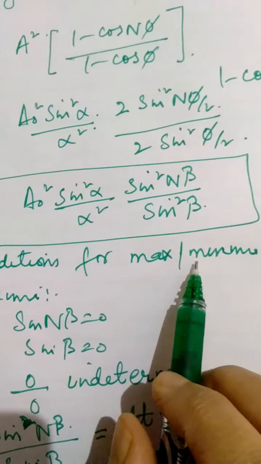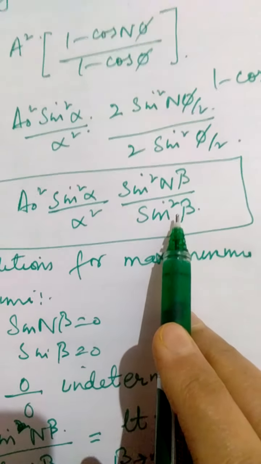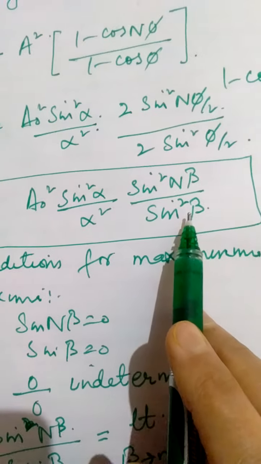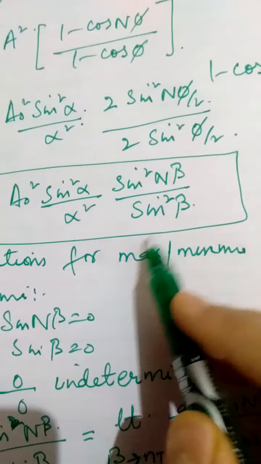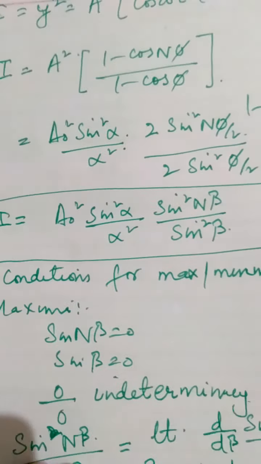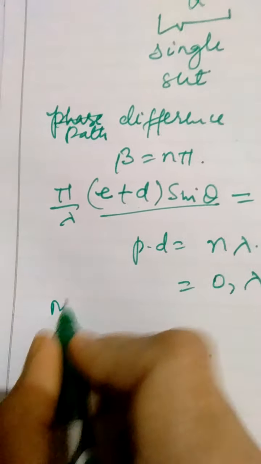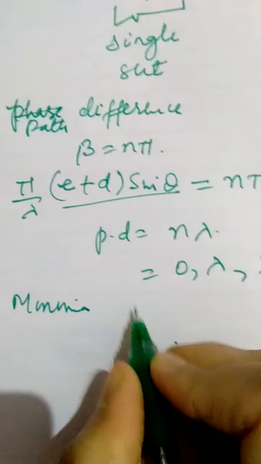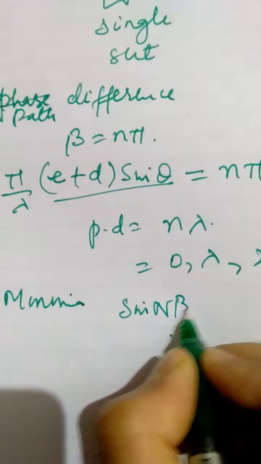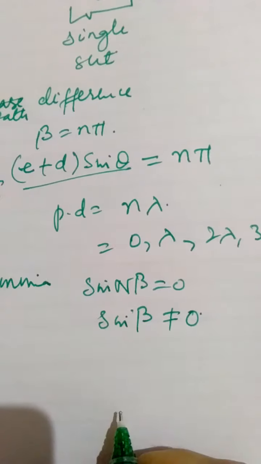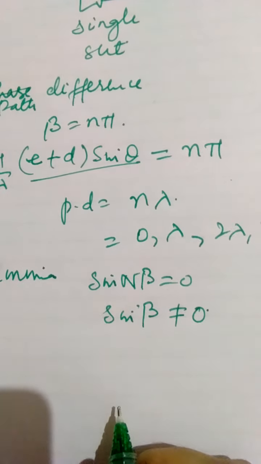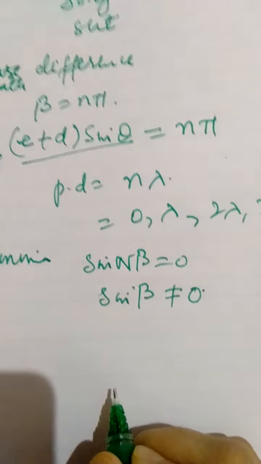Let us go back to the main equation. Here we will not like to repeat the condition of indeterminacy again. If we want the intensity to be 0, for that we need sin² Nβ to be 0, but sin β should not be 0. So for minima, we want sin Nβ equal to 0, but sin β not equal to 0. We don't want to land in the condition of indeterminacy again. We only have to find the condition of minima.